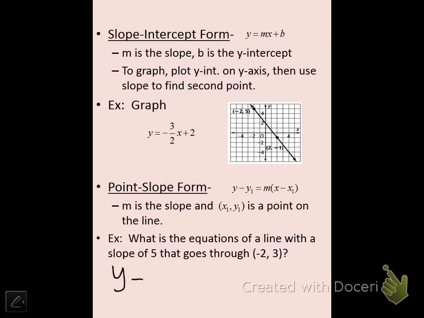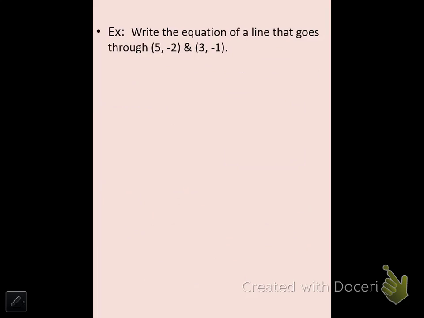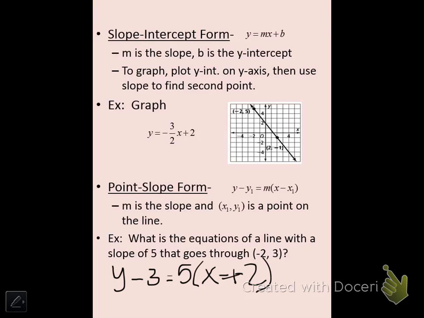So you're going to get y minus whatever that y is, set it equal to the slope, times x minus that x value. Okay, and then you change it to the positive. So then if we kept it in point slope, it would look like x plus 2. It would look like that.